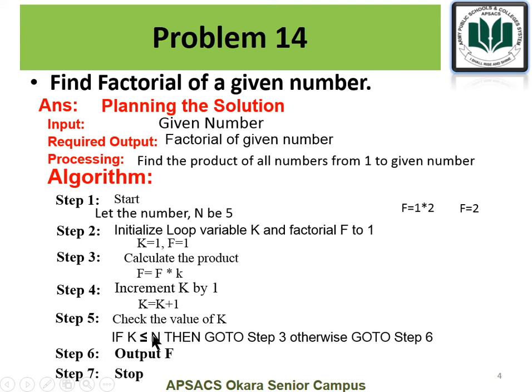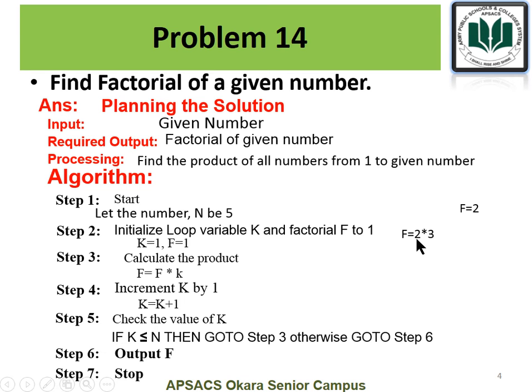So the next time we will check the value of k. What was the value of k? The value of k was 1. So is 1 less than or equal to n? True, because the value of n is 5. So 1 is already less. So we will move to step number 3. Then the value of k will be 2. Okay, next.